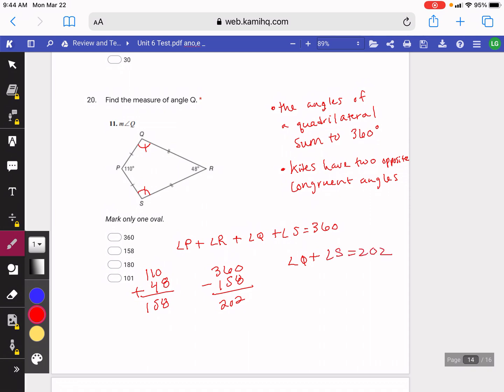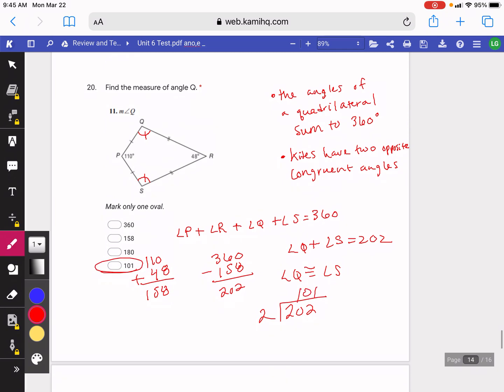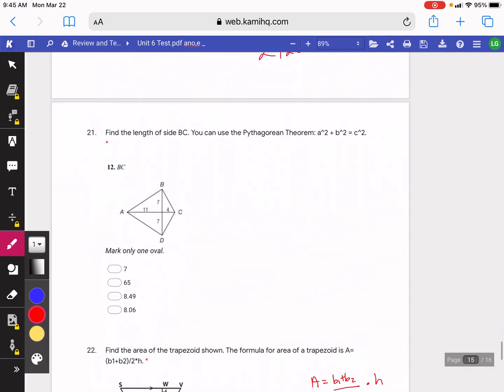But since we know that angle Q is congruent to angle S, or they're equal, that means I could just divide 202 by 2 to get my answer. So if you divide 202 by 2, that comes out to 101. So both angle Q and angle S are going to be 101 degrees.